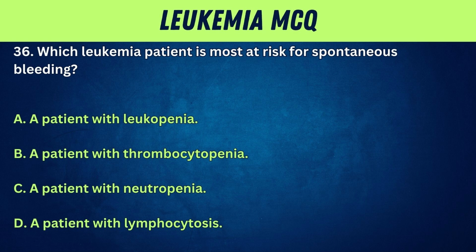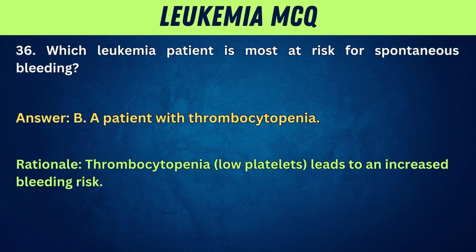36. Which leukemia patient is most at risk for spontaneous bleeding? A. A patient with leukopenia. B. A patient with thrombocytopenia. C. A patient with neutropenia. D. A patient with lymphocytosis. Answer: B. A patient with thrombocytopenia. Rationale: Thrombocytopenia, low platelets, leads to an increased bleeding risk.